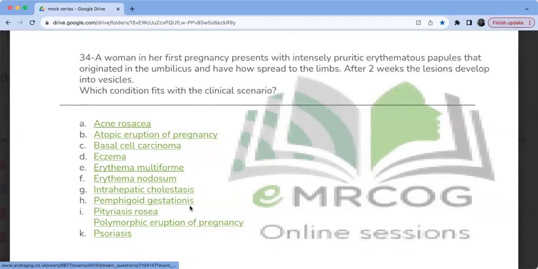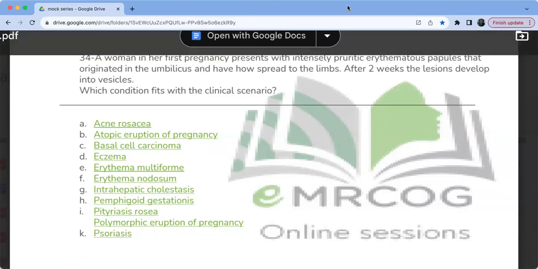A woman in her first pregnancy presents with intensely pruritic erythematous papules that originate in the umbilicus and have now spread to the limbs. After 2 weeks, the lesions developed into vesicles. Which condition fits with this clinical scenario?